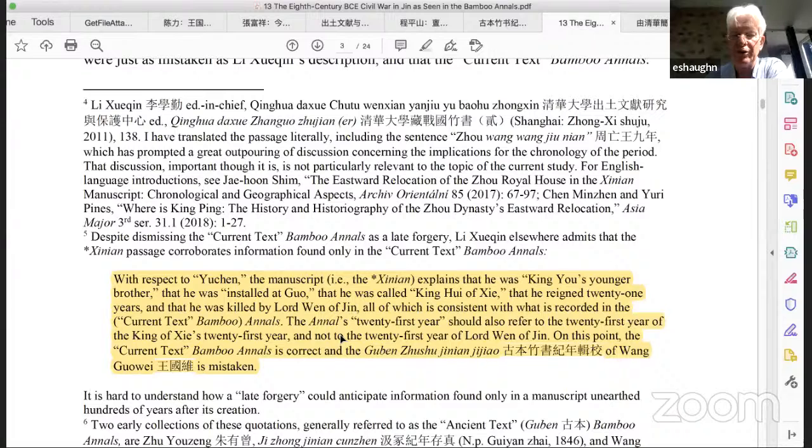We're going to talk about this later in the talk. But the question is, if this one point is correct, then how is the Jinban Zhushu jinian just an absolute forgery? How could a Ming Dynasty forger anticipate the contents of the Xinian, of the Tsinghua Xinian? It seems to me that this one point shows that we really need to take the Zhushu jinian, especially the Jinban Zhushu jinian, seriously.